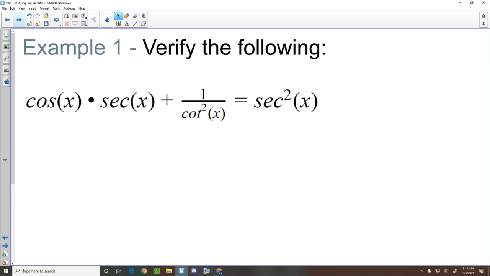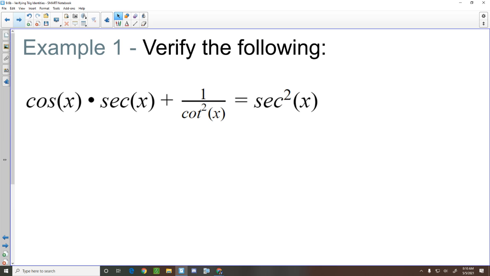This is one of those skills where the process is much more important than the end product. I'm telling you the answer. I'm telling you that everything on the left does in fact equal the thing on the right. You have to show me how to get there. This is all about the process, all about the steps you can take to do it. So let's look at the left side and see what we can do.